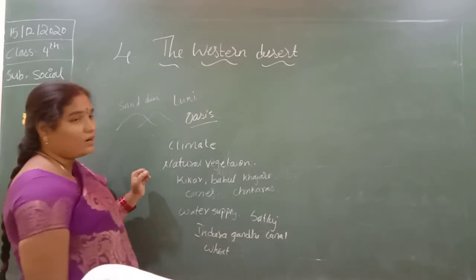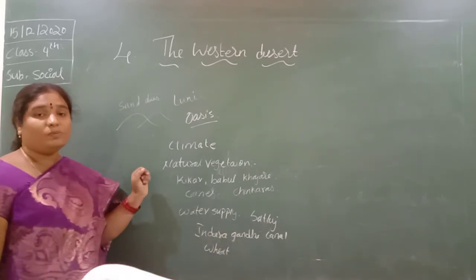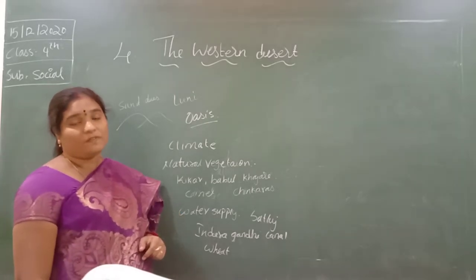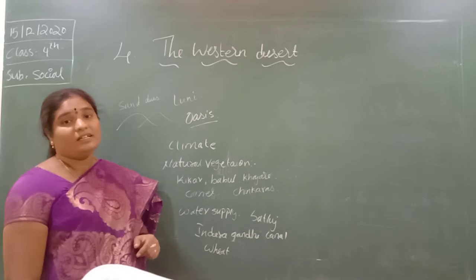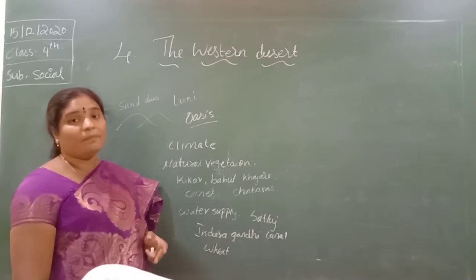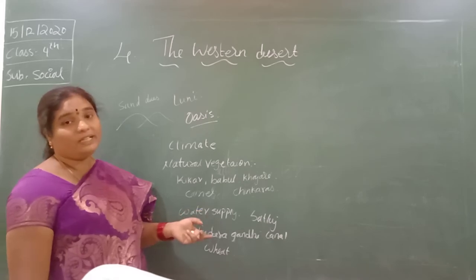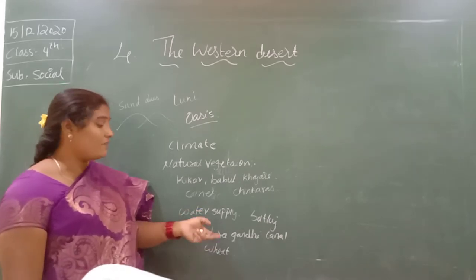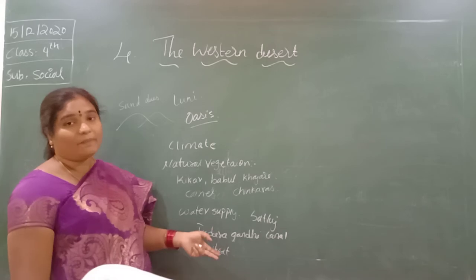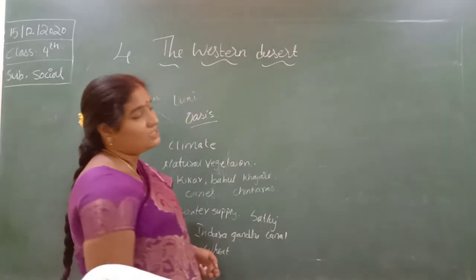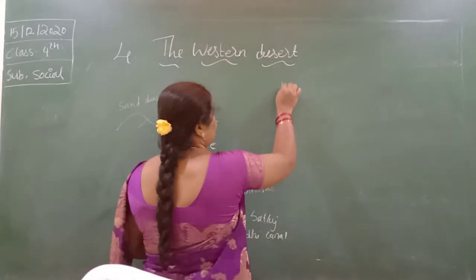There is no water supply, so the women have to move a long distance to fetch water. In summer they face more trouble. To avoid this, the government is trying to bring the Sutlej river water by the Indira Gandhi canal. Next, houses. What type of houses?